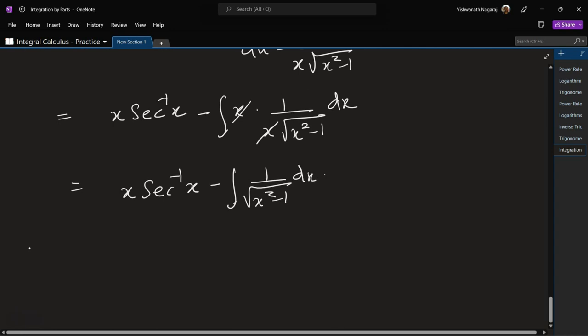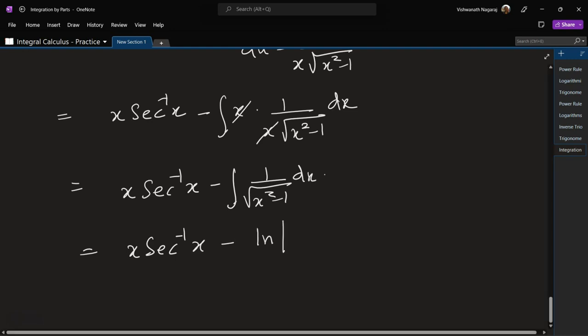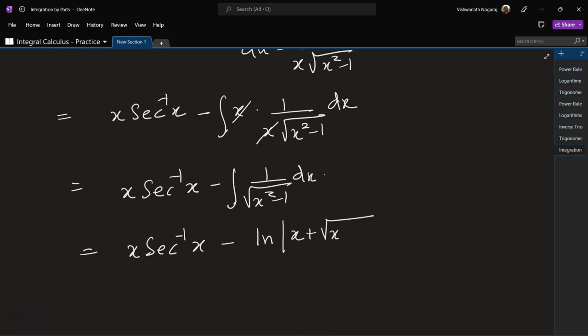And what will this be? Again, we can do the substitutions and figure out the integral of this. We will get x sec inverse of x minus natural log of absolute value of x plus square root of x square minus 1. Now, in many places, I might not have put these absolute signs. To be on the safer side, you always put absolute signs whenever you are using the logarithm. Okay, and plus c.